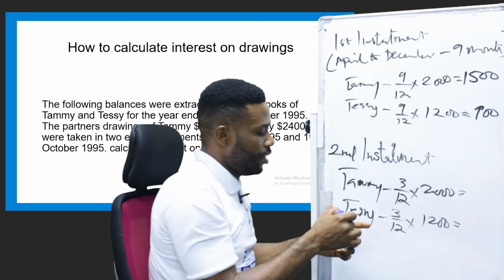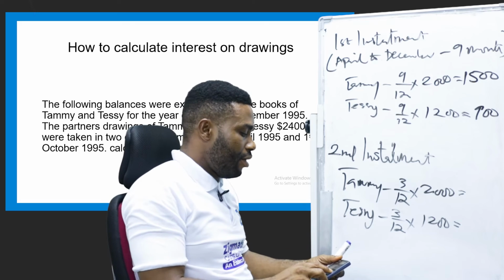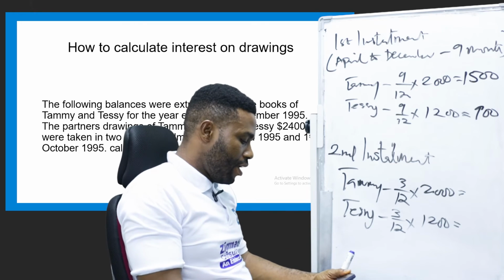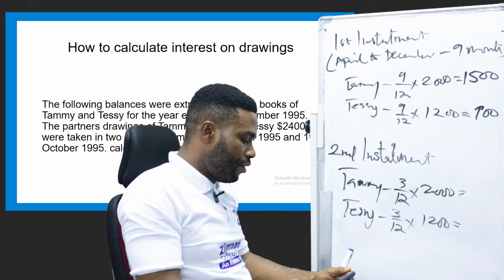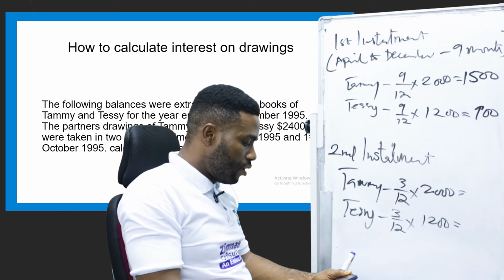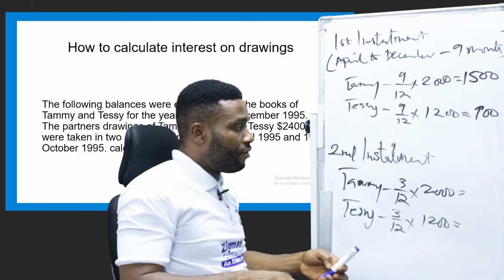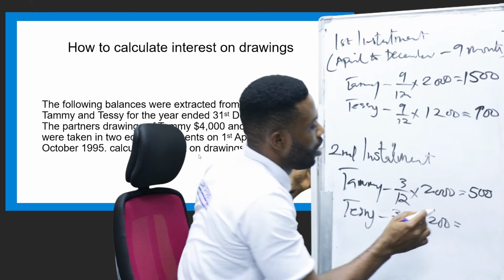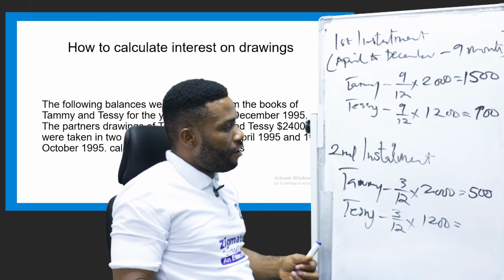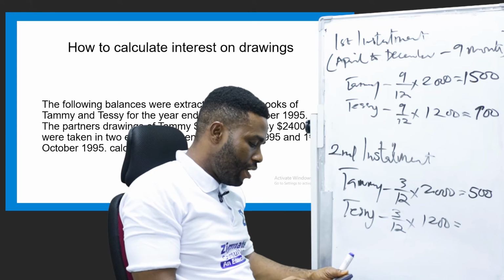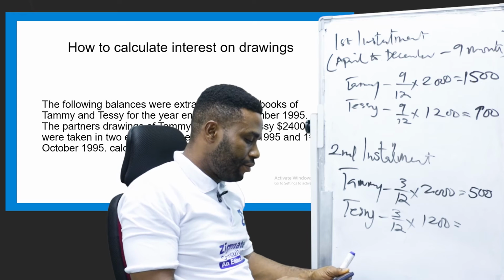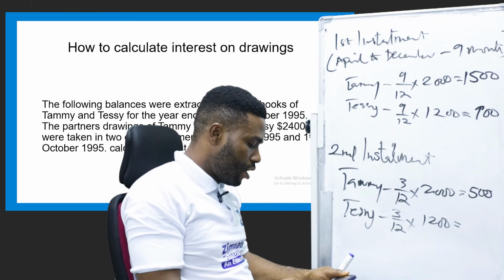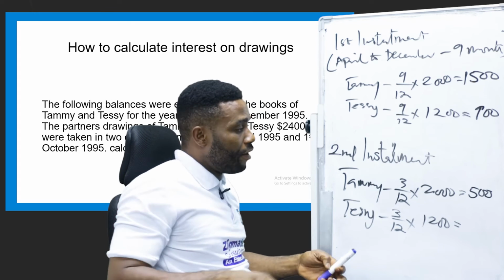So let's see. You have 3 divided by 12 times 2,000. You have 500. And then 3 divided by 12 times 1,200. You have 300.